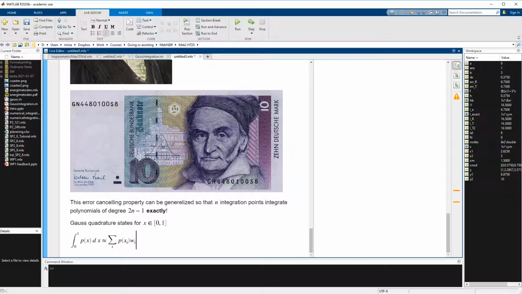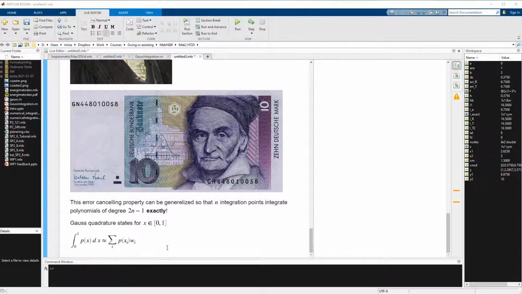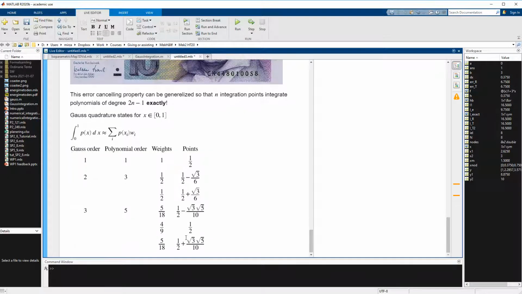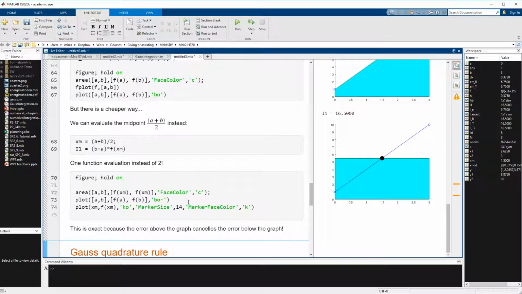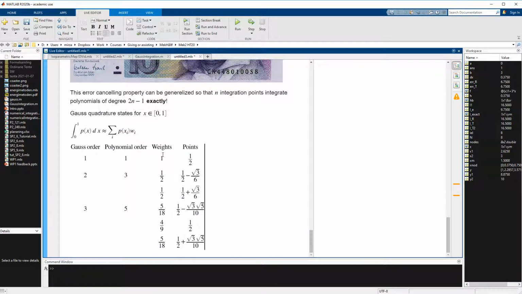So I have a nice table, because everybody's using tables to show these points here. So we have the Gauss order 1, and with the Gauss order 1 we can exactly integrate polynomial order 1 as well, and our point is going to be 1/2 and our weight is 1. So this is nothing special. For this low order, for linear functions, this is what it is. And that's not fancy at all, because the trapezoidal rule does this, and even the Riemann approximation does this. So really nothing special.